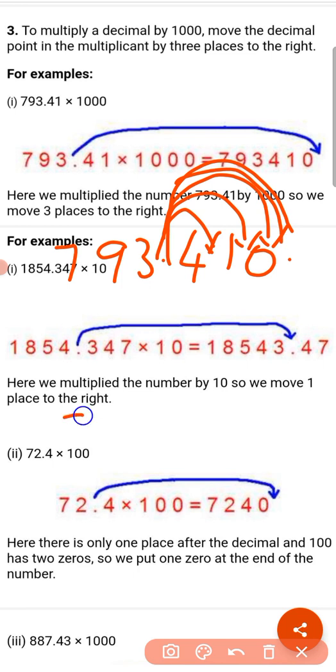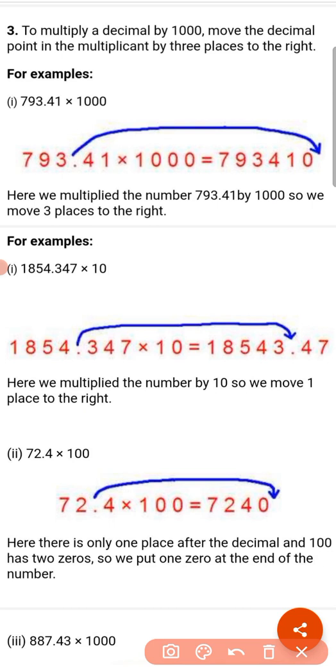So our answer is, here is the decimal, 793,410. That is our answer.